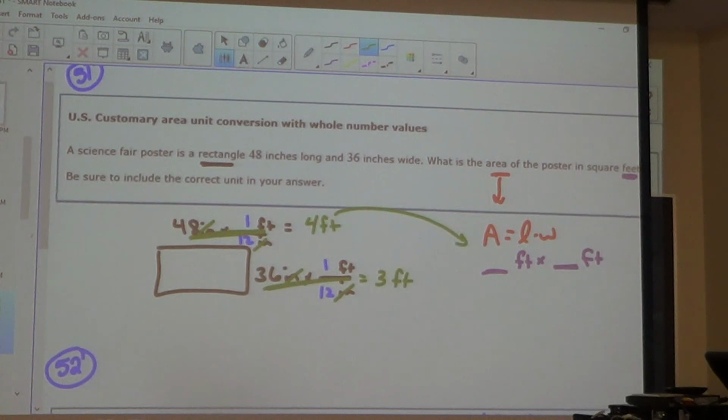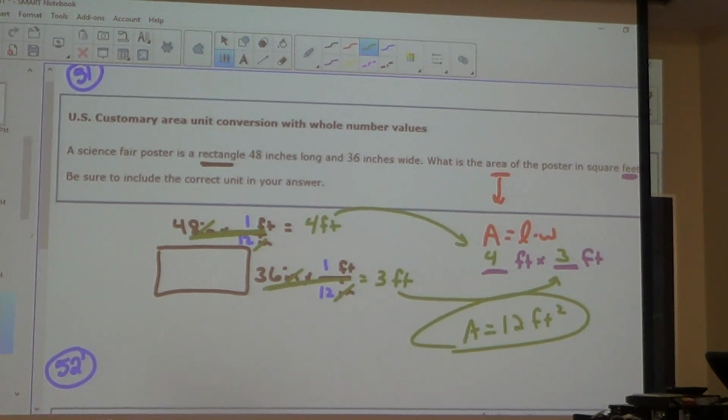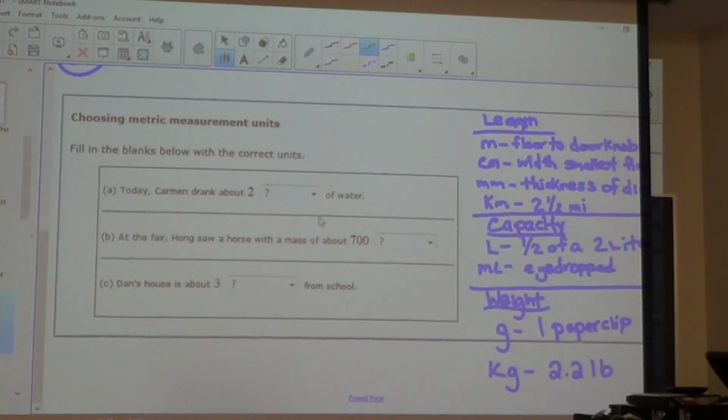So now I can say 4 feet times 3 feet is 12 feet squared because we're doing area. So this is really the first half of Module 1 and Module 2 all in one problem. It just makes it seem so much harder than it is. All right.